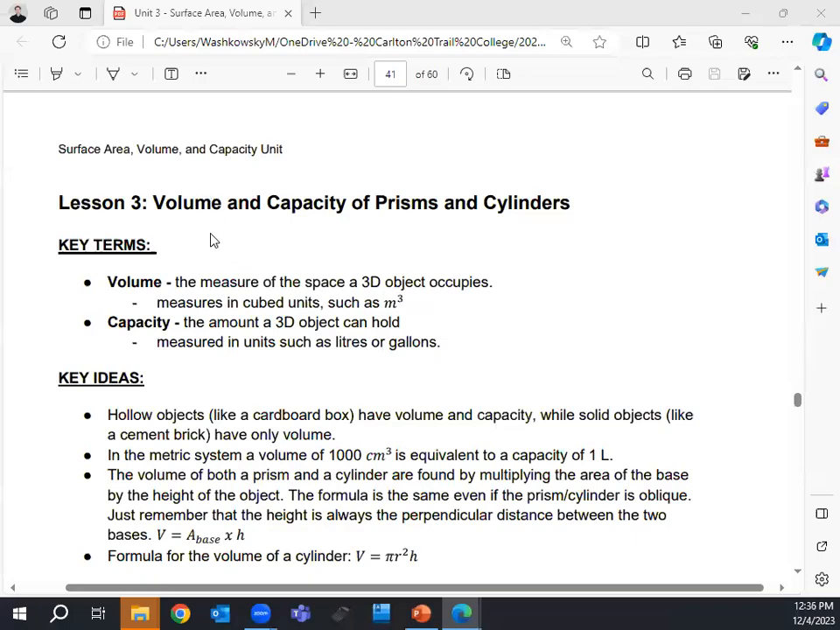So we're going to now start looking at volumes. Before, what we cared about was the surface area. Like that's the area that was around an object, right? Now with volume and capacity, we're looking at the inside of an object.